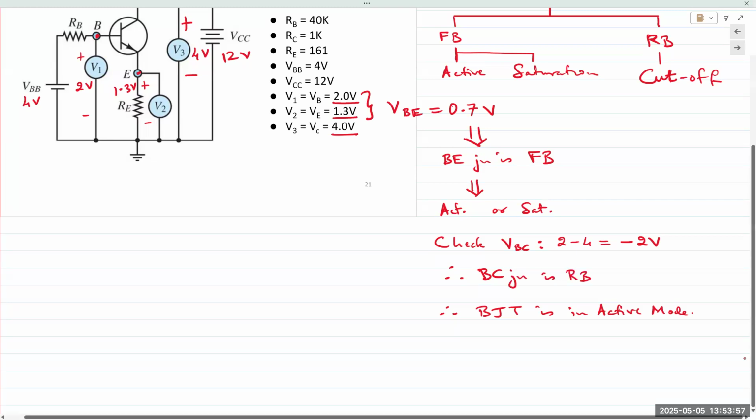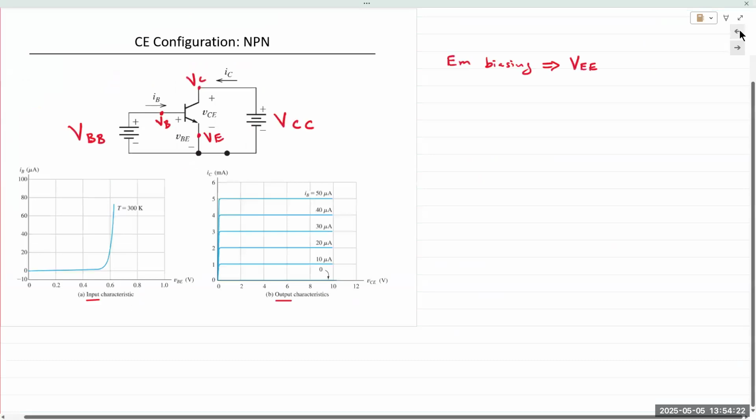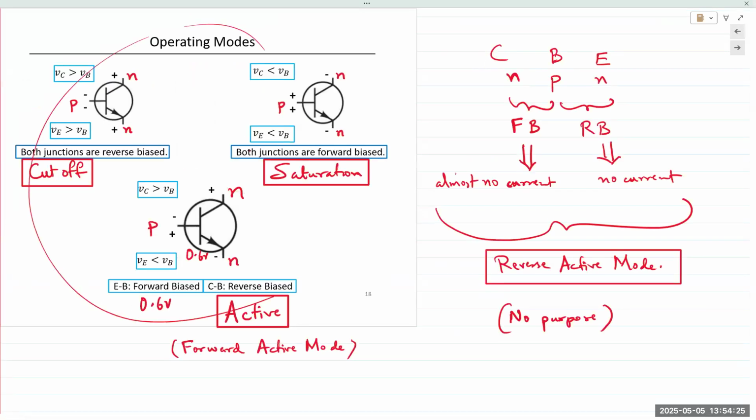Because it's an NPN transistor, base is P-type, collector is N-type. So if this was forward biased, then the base voltage would be higher than the collector voltage. But VBC is minus 2, meaning the base is lower than the collector. So that junction is reverse biased, meaning that junction is off. And we can refer back to this slide here.